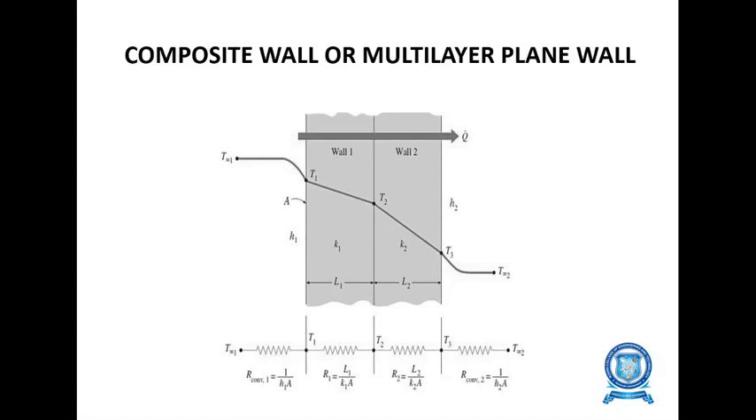Suppose two walls have the same thermal conductivity, it is considered a single plane wall. So according to the thermal conductivity difference alone, the wall is considered a composite wall. Therefore, a composite wall is composed of two or more plane walls of different thermal conductivities. It may be arranged in parallel or series. In the diagram, it is shown arranged in series.